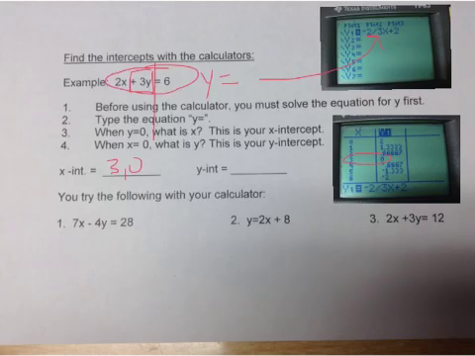And then for step 4 here, when the x is 0, that gives me a y-intercept, and so I have 0, 2. Okay, we can talk about these in class since I know a lot of us don't have calculators at home.